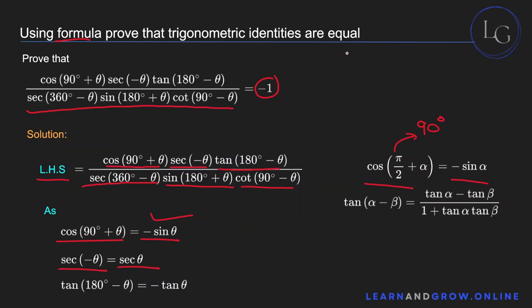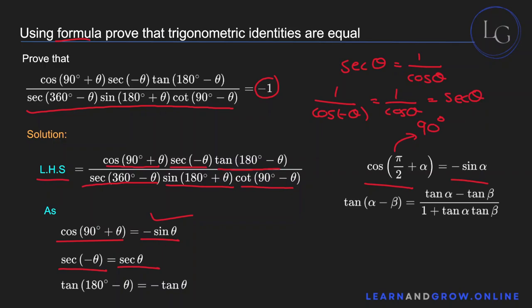Secant(-theta) is equal to secant theta. Why? Because secant theta is equal to 1 over cos theta, and you know that cos is an even function, so 1 over cos(-theta) would give you 1 over cos theta, and that is equal to secant theta. Okay, so that's why we have this over here.